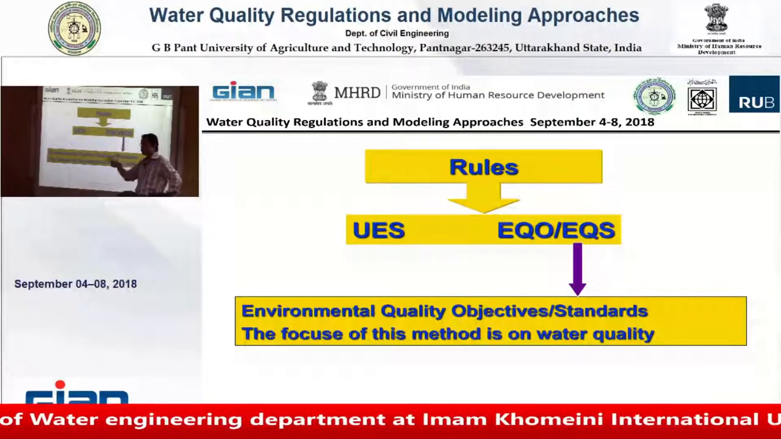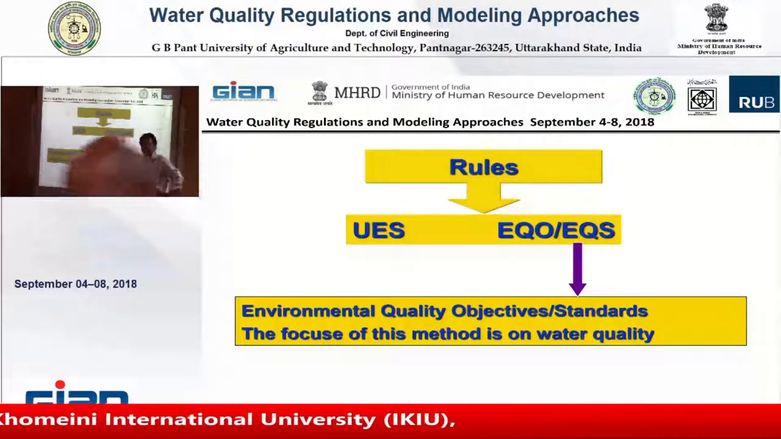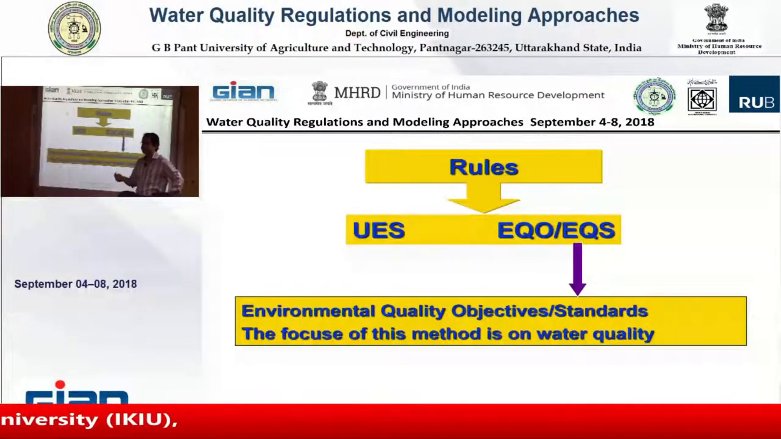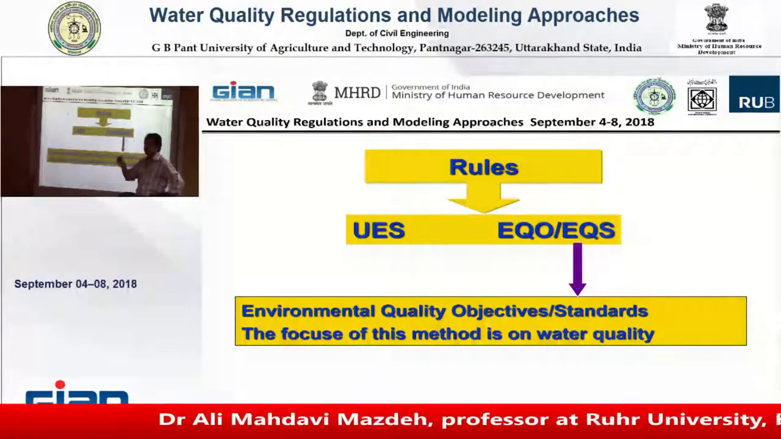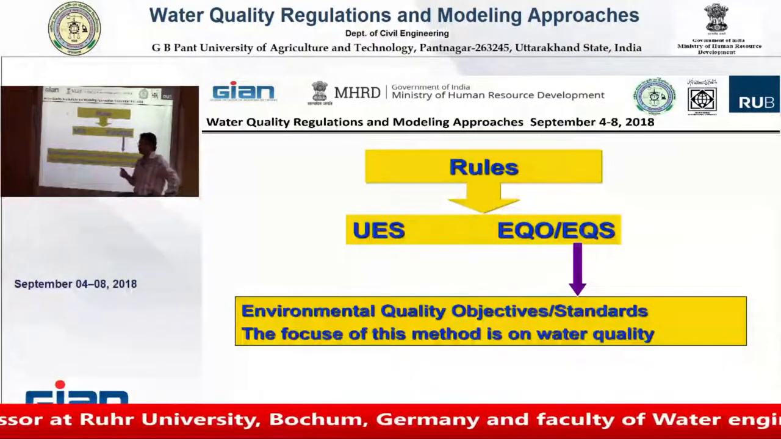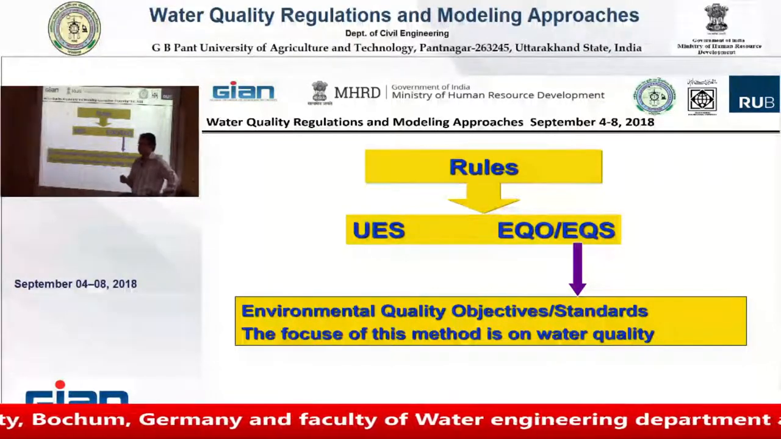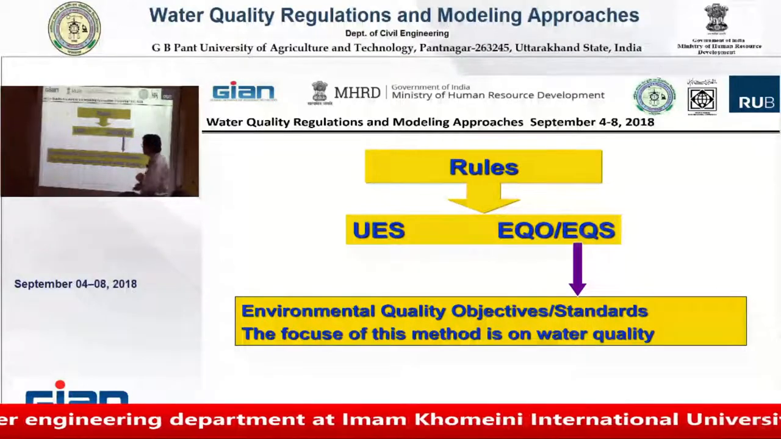You see, environmental quality objective: you have an objective, you have an idea, you want to use this water for drinking. Then you have some standards that say if this water is good or not. So it concentrates on one aim: if it is good for irrigation or not, is it good for animals or not? We have such standards for these types.